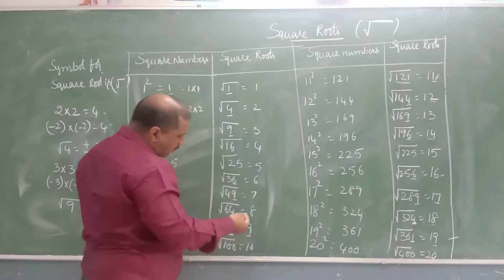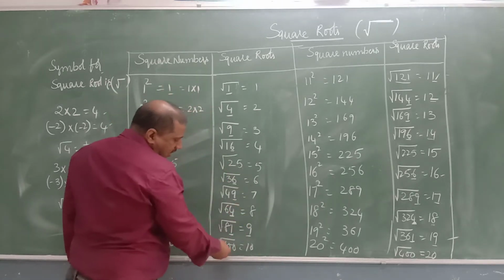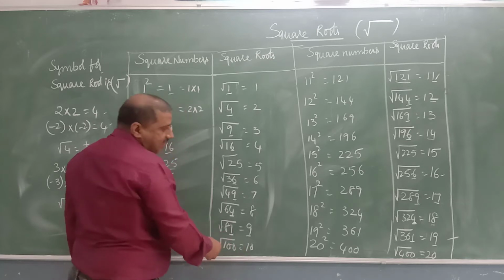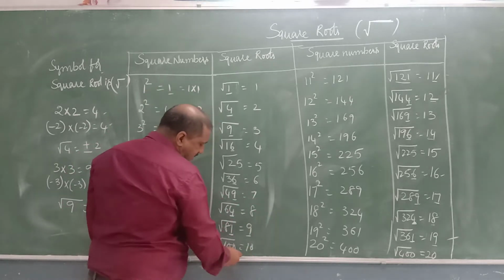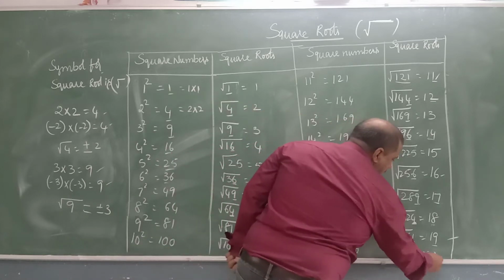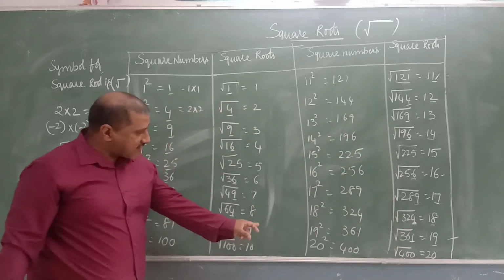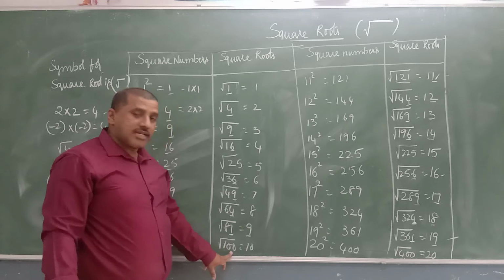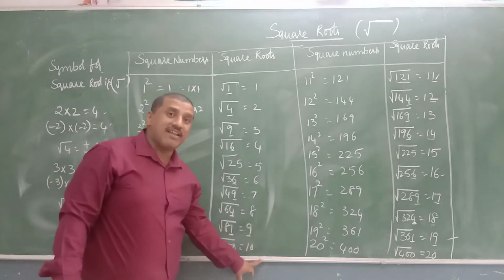Now what about 0? Here the square numbers are 100, 400. Square root of 100 is 10. Square root of 400 is 20. Here these perfect square numbers are ending with 0, and their square roots also end with 0.